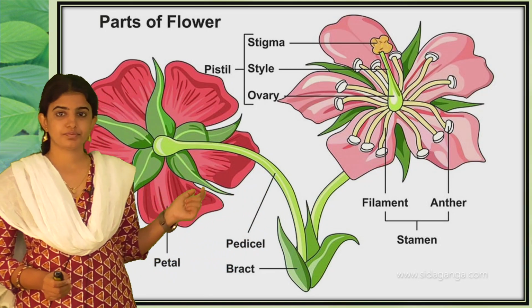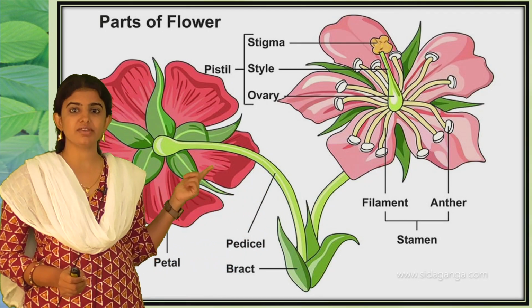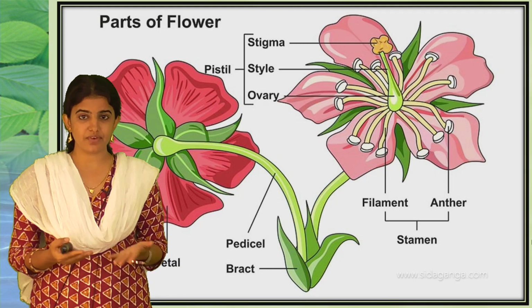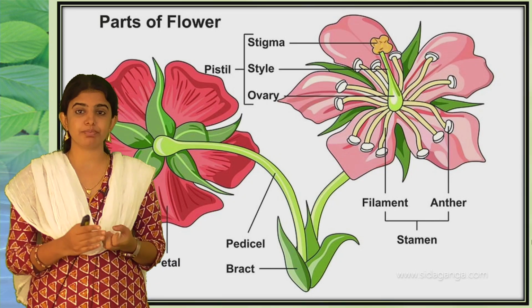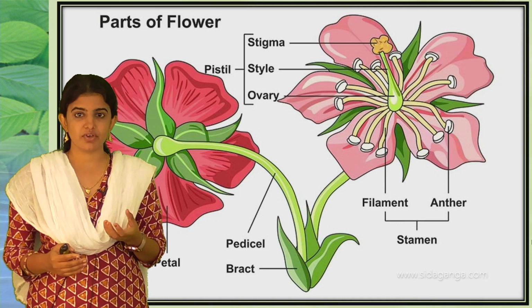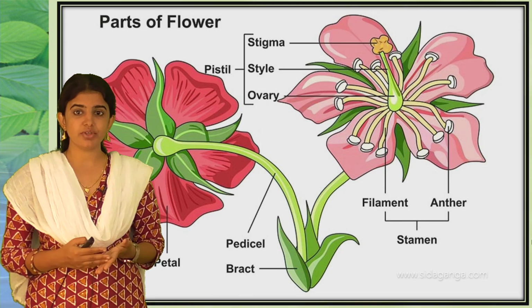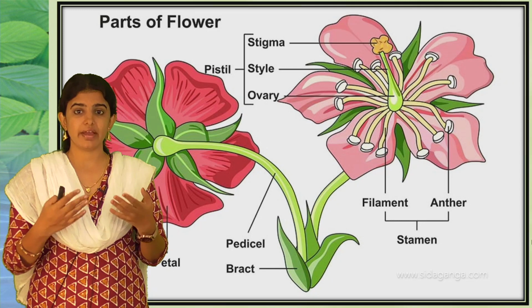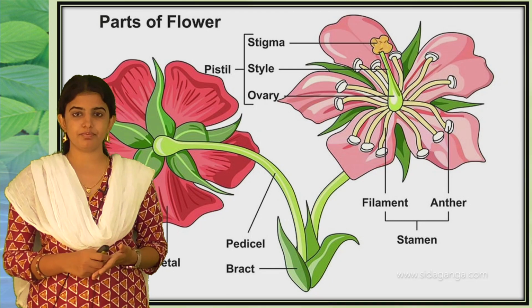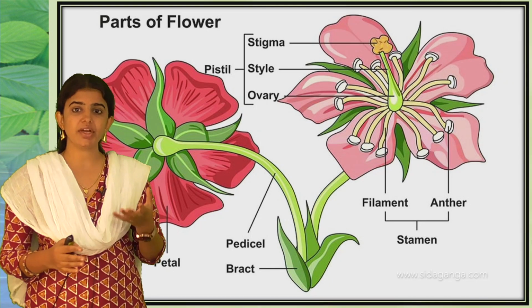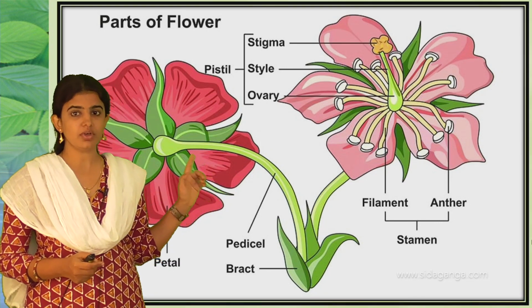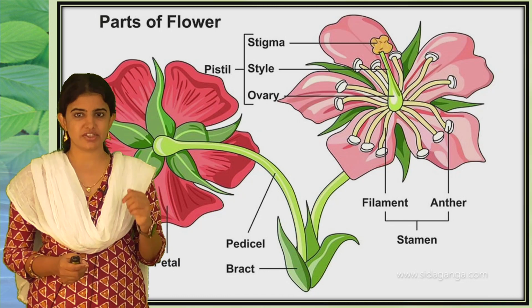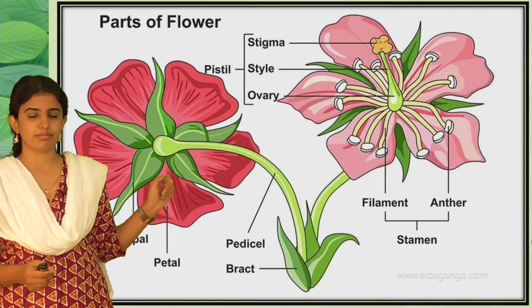First one is the sepal. Sepal is usually present at the base of a flower. It provides support to the flower in the bud condition, and extra strength during the bud condition, and at the flowering stage also it forms the support to the flower. It is a leaf-like structure. That one is called the sepal.